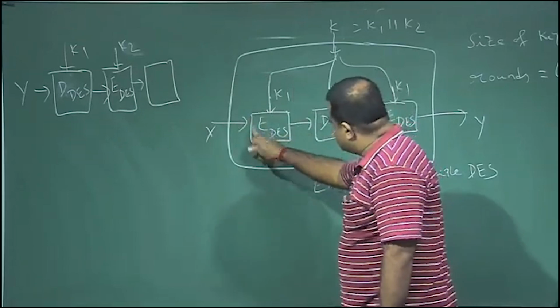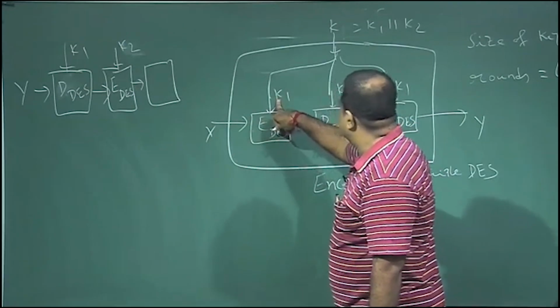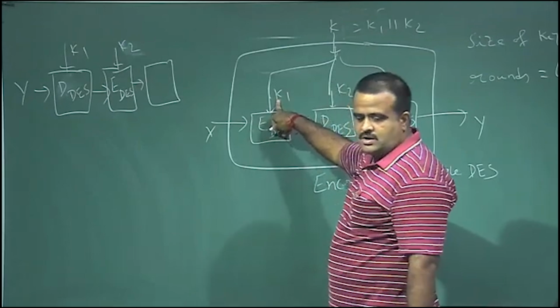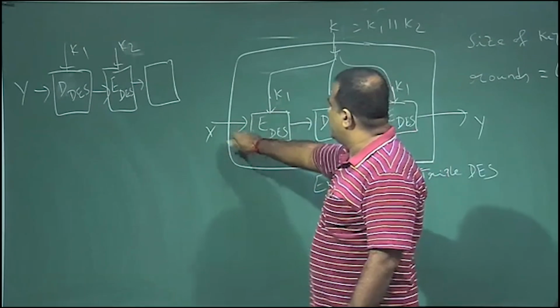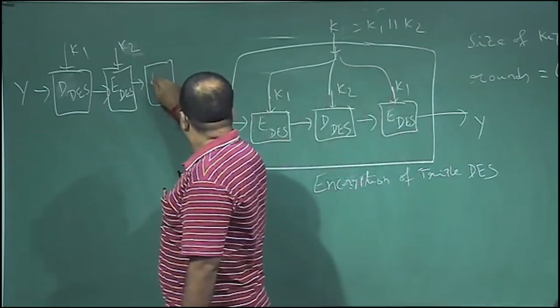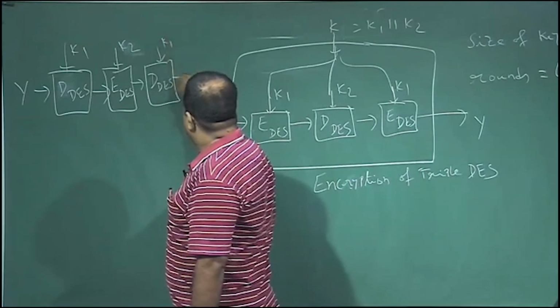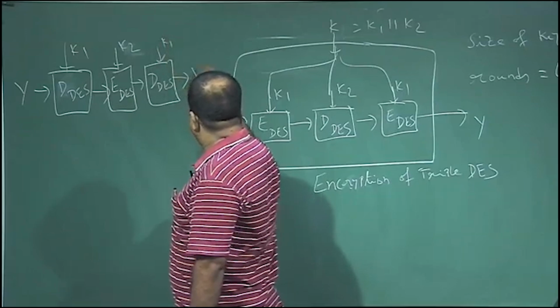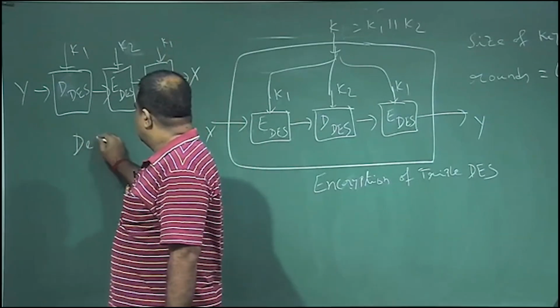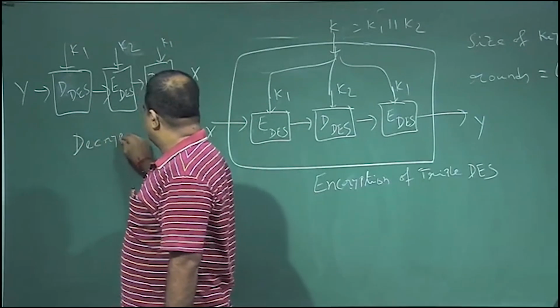So, we have to use decryption using the same key k1, so that we will come back to the x. So, this is the decryption of DES using this k1, and we will get back this x. So, this is the decryption process of triple DES.